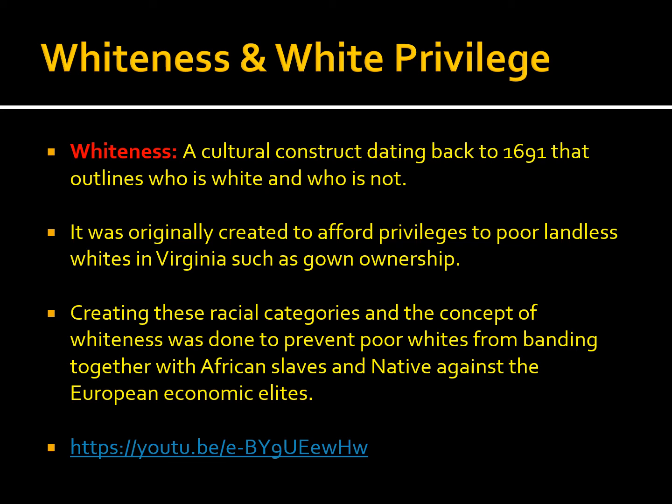It was originally crafted to afford privileges to poor landless whites in Virginia, such as land ownership or a little bit of civil rights in terms of being able to vote and things like that. And that was essentially because some of the wealthy plantation owners were a little nervous that the landless poor whites would team up with the enslaved Africans and revolt against them. So in essence, creating these racial categories and the concept of whiteness was done to prevent poor whites from banding together with African slaves and natives against the European economic elites.